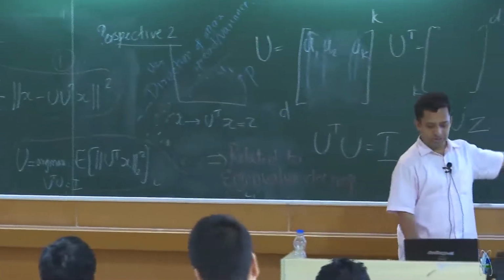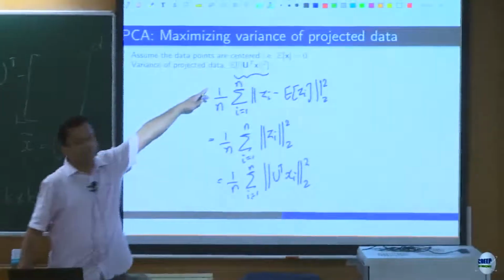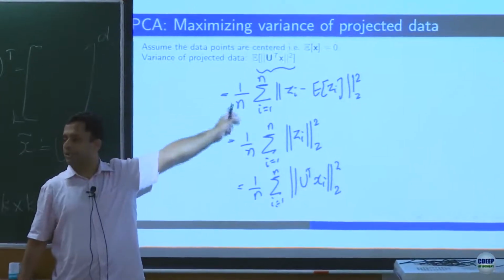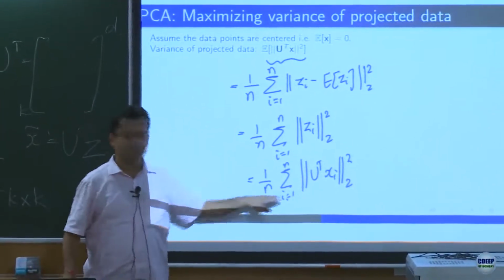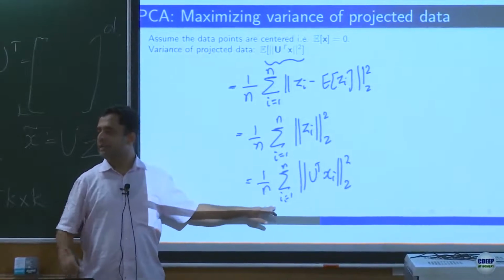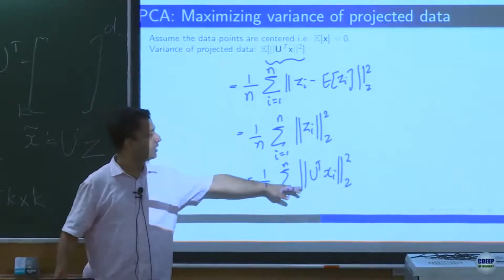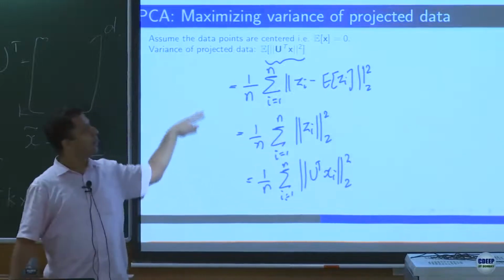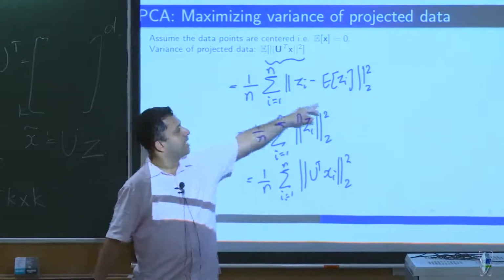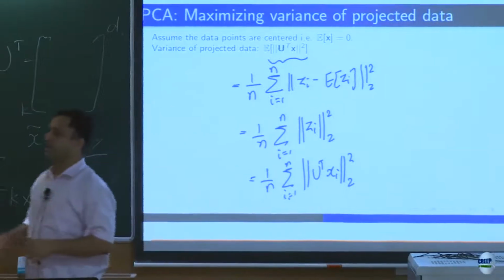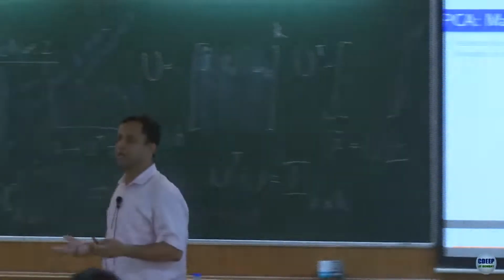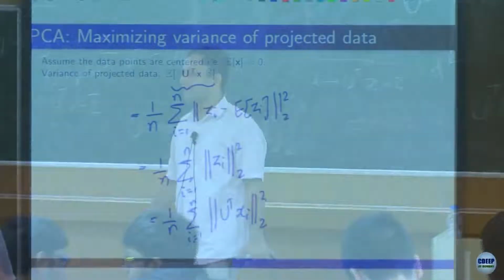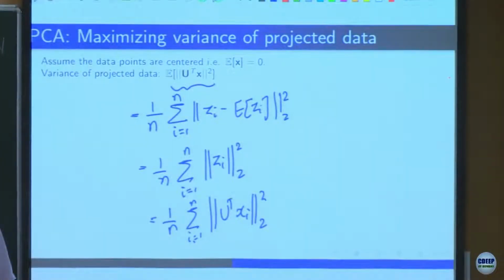Yeah, so that's what I was trying to show here, right? The expected value of the norm of U transpose X is basically 1 upon n times the summation over all the points of U transpose Xi, which is Zi, which is nothing but Zi minus the expected value of Zi. In the rotated coordinate system the expectation is also 0. So we are dealing with the variance here, not the covariance components.